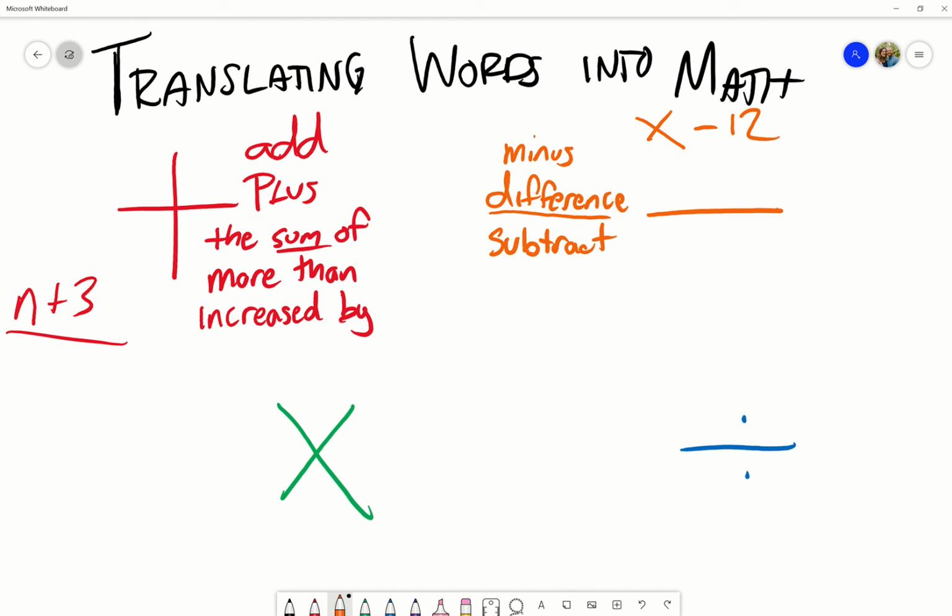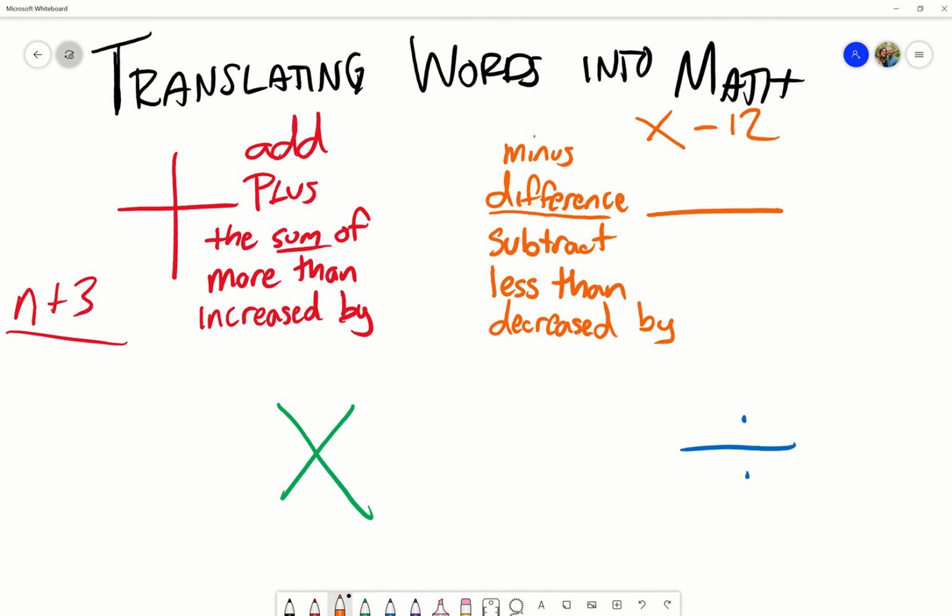I could say that this is 12 less than x, meaning that I have x number of things and now I have 12 fewer things than I had to start with. We could say this is x decreased by 12, where we are decreasing. We could say take away, we could say less, just things to let us know that we're starting with one value and then we're going to be getting into a smaller value. So any of these are a great way to say subtraction.